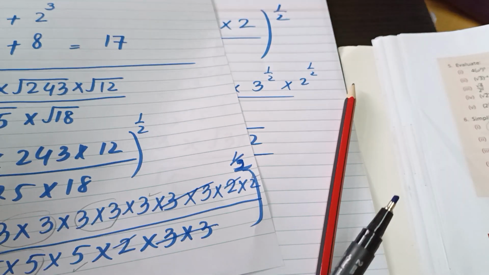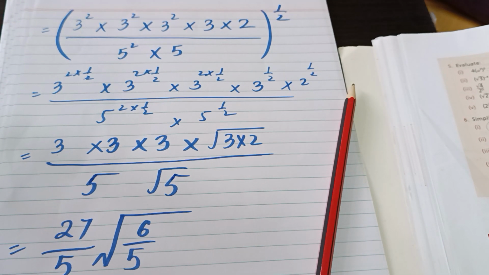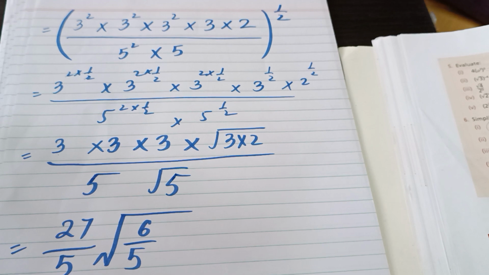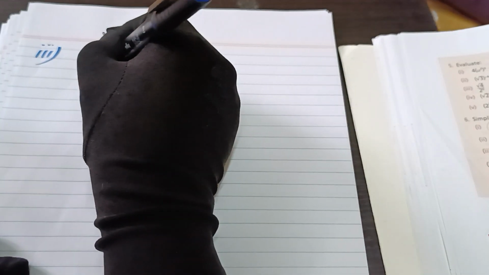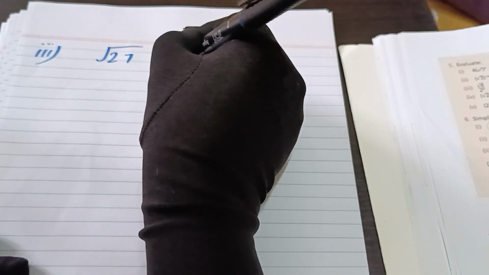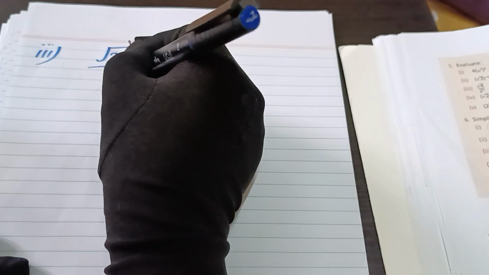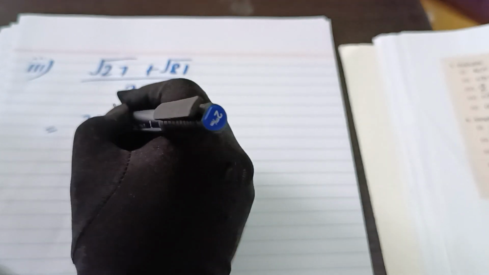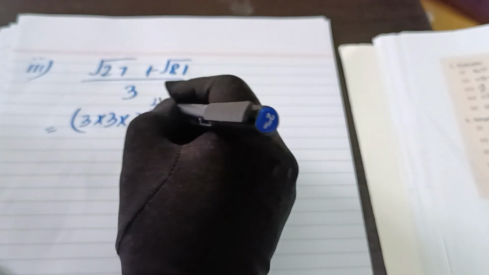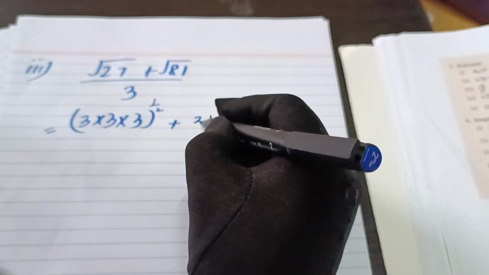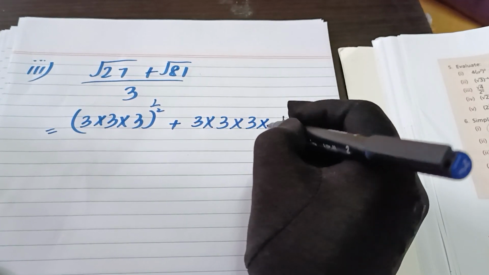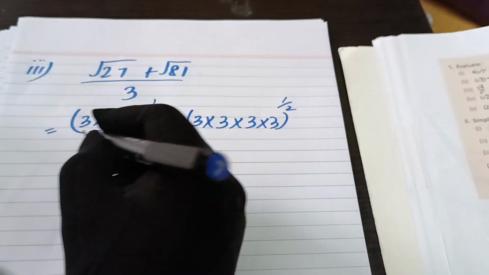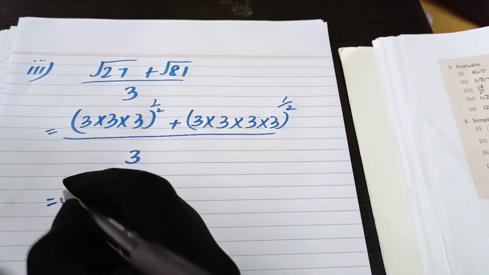Fine. So I will see the new part now. This is part number 3. 7 square root plus 80 square root over 3. 27 means 3 cubed, the square root means power 1 by 2. 81 means 3 multiplying itself 4 times. It's also in the 1 by 2 power. Downside 3.